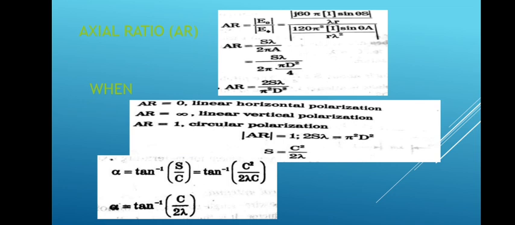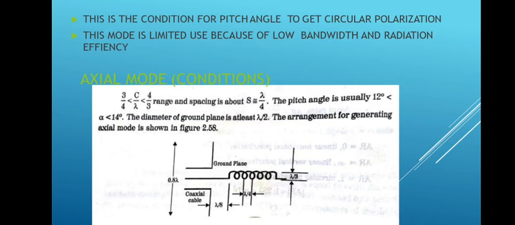Now this is the condition on the pitch angle to get circular polarization. When AR equals 1, it gives circular polarization. Only under that condition both will be equal: 2 S lambda equivalent to pi square d square gives circular polarization. This mode has very limited use because of its low bandwidth and very poor radiation efficiency. So now we will come to the axial mode operation.